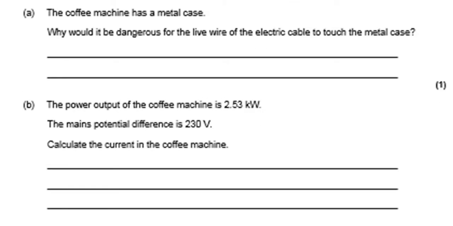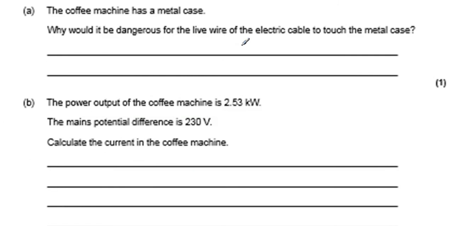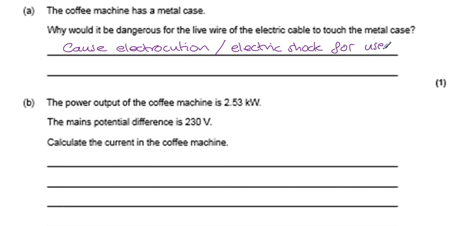Right, this is something from your electricity topic, which you will do next year. If the live wire touched the metal case, you could cause electrocution, because a person who touched the outside of the kettle could get an electric shock. Okay, right, I'll move on from that. You'll do that in electricity next year.